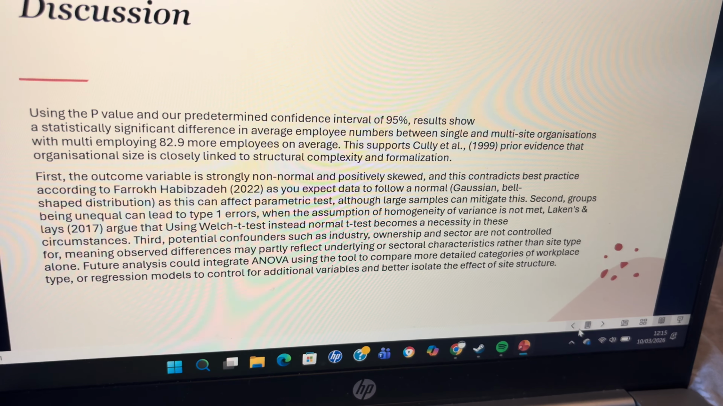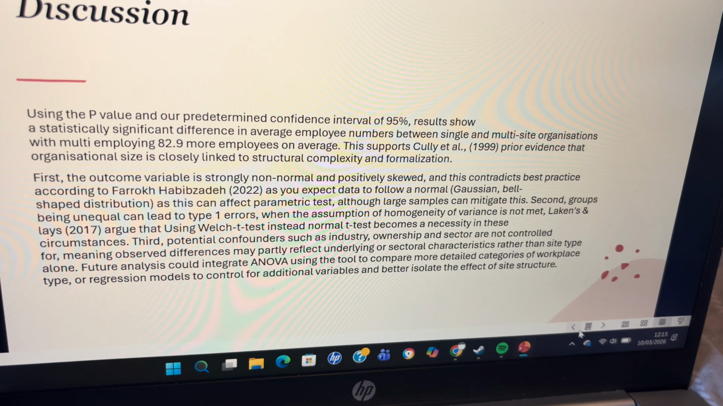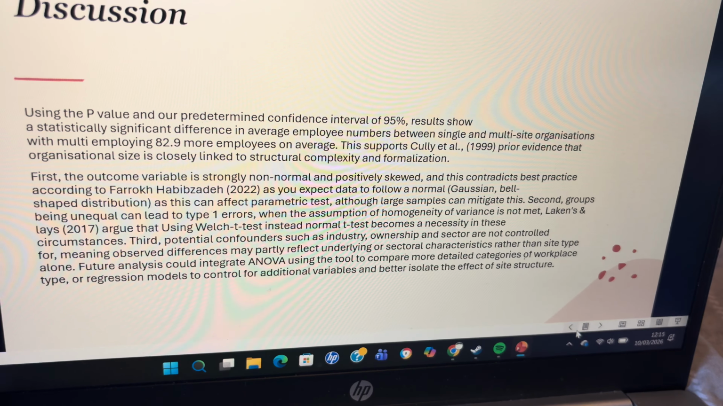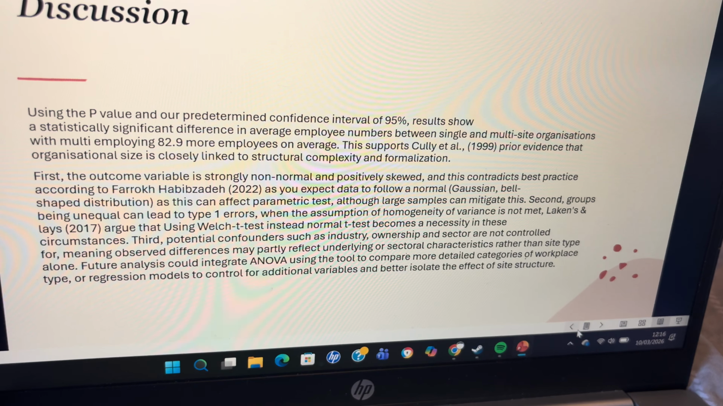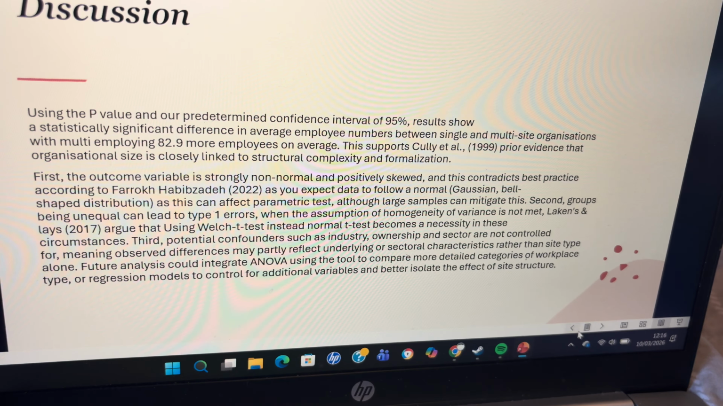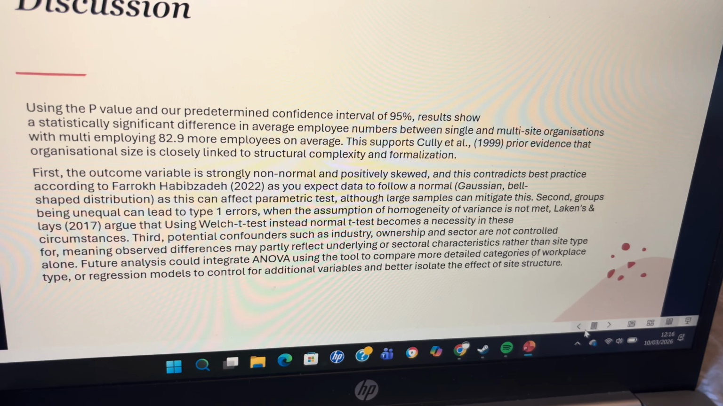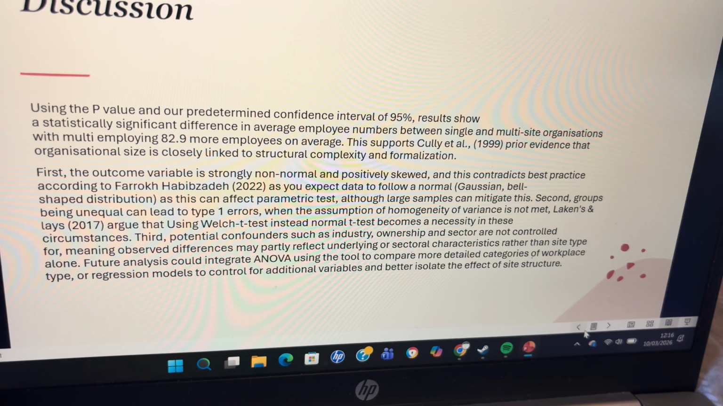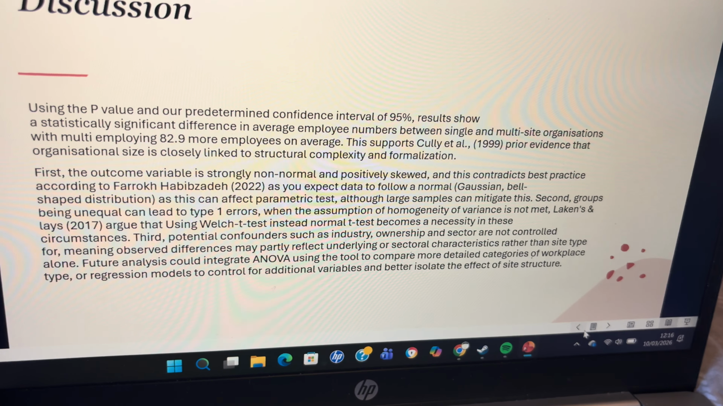First, the outcome variable is not normal and is positively skewed, and this contradicts best practice according to Ghasemi and Zahediasl, as you expect it to follow a normal Gaussian bell-shaped distribution. This can affect parametric tests, although large samples can mitigate this. Second, unequal groups can lead to type 1 errors, with the assumption of homogeneity of variance not met. Lakens argues that using the Welch t-test instead of the normal t-test becomes a necessity in these circumstances. Third, potential confounders such as industry, ownership and sector are not controlled for, meaning that observed differences may partly reflect underlying industry or sectoral characteristics rather than site type alone.